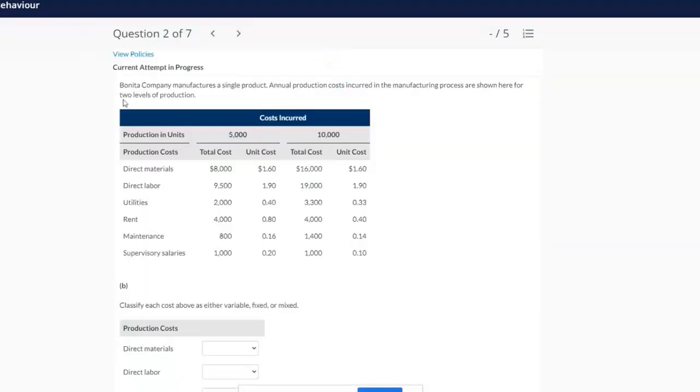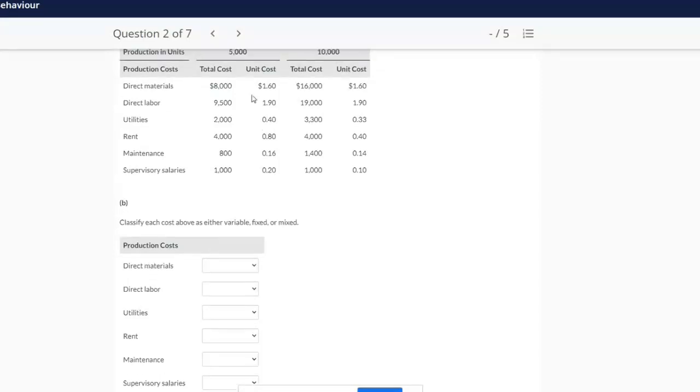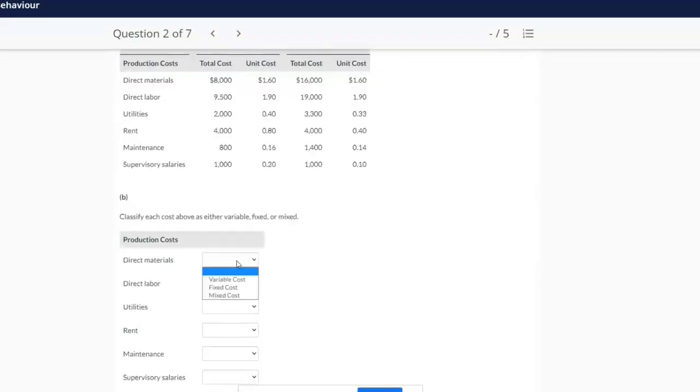Bonita Company manufactures a single product. Annual production costs incurred in the manufacturing processes are shown here for 2 levels of production, 5,000 and 10,000. Classify each cost above as either fixed, variable, or mixed. Direct material, total cost doubles, so it's variable. Direct labor also variable.